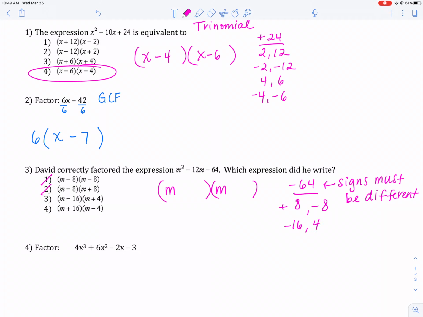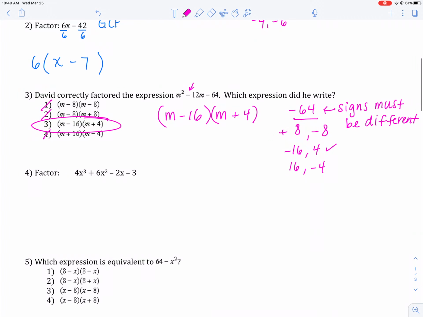So now let's take a look at 16 or negative 16 and positive 4. Do they add to negative 12? Yes, that's it. Minus 16 plus 4. If you did it the other way, positive 16 and negative 4, those add to positive 12. We needed it to be negative 12. So your answer is choice 3.